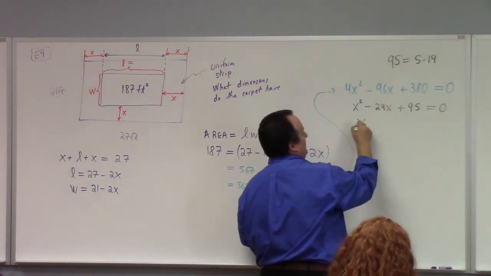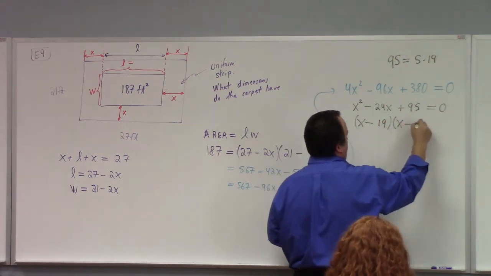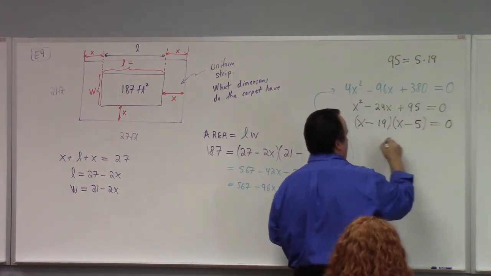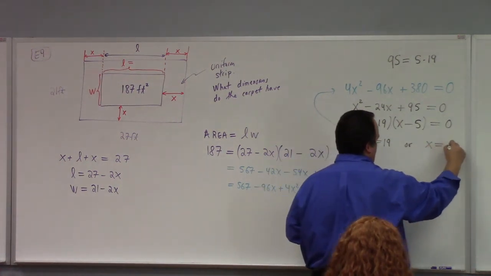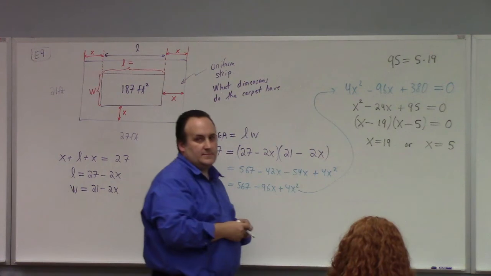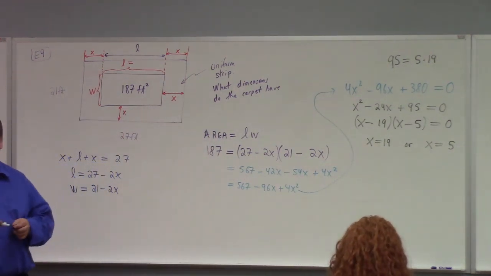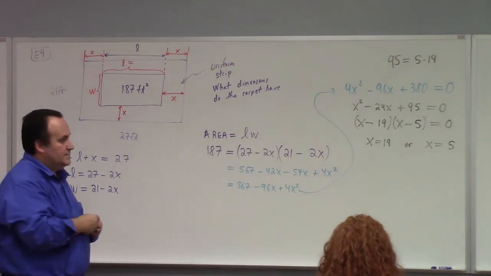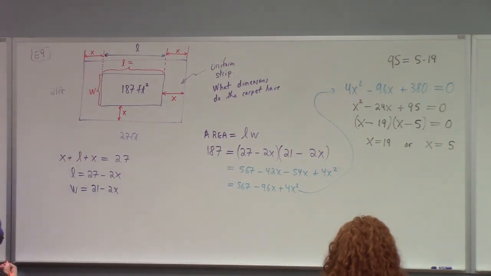So obviously this is x minus 19 times x minus 5 equal to 0, which gives us x equals 19, or x equals 5, right? This one works out pretty nice. Now, which of those is the answer?